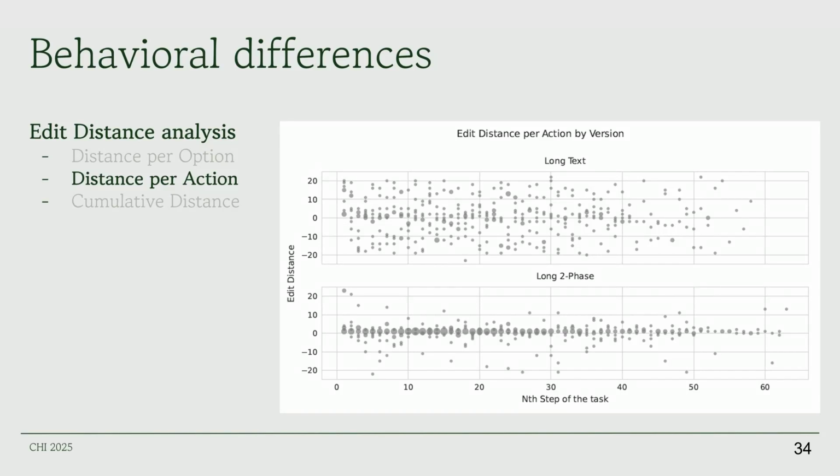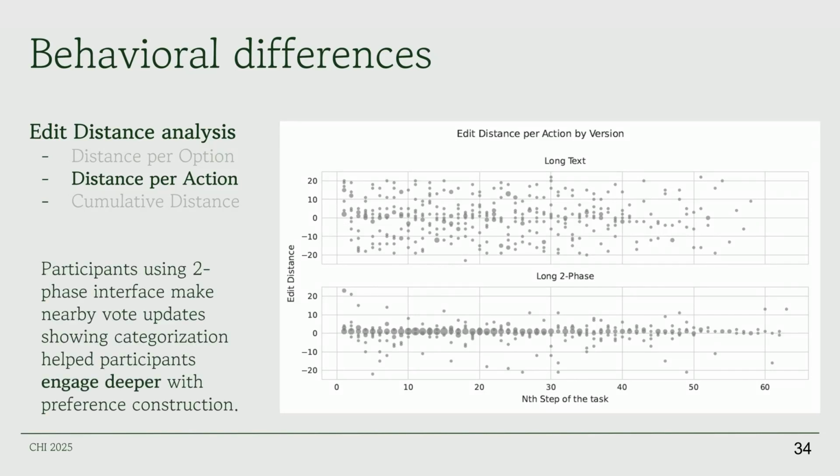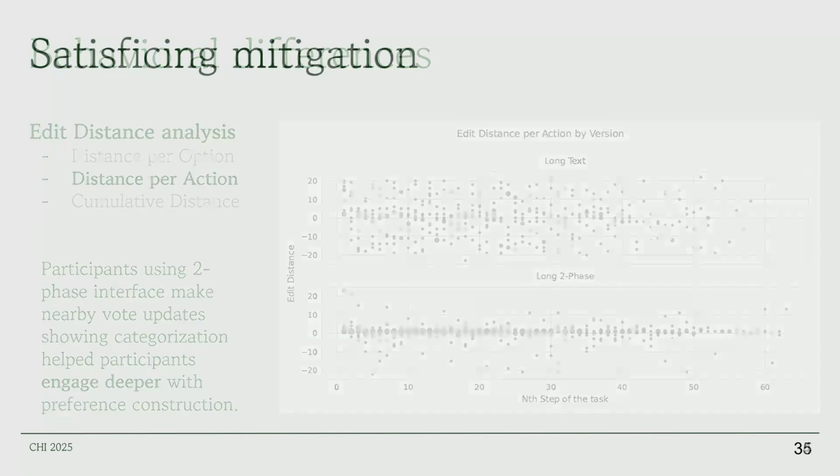Now look at the two-phase interface participants. They tend to edit options near their previous edit, indicating that the organization phase helped them make more localized adjustments. Additionally, participants spent more time per option in the long two-phase interface, and these behaviors support our claim. The two-phase interface shifted participant cognitive focus from operational tasks to deeper engagement with survey options.